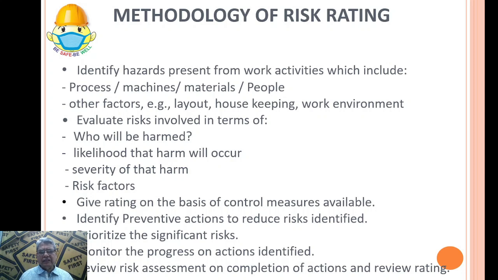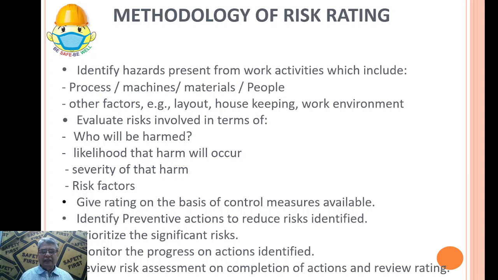Now evaluate the risk involved in terms of, again, who will be harmed, the likelihood that the harm will occur, the severity of the harm and other risk factors. So we know that we look into who, what, where, when, how. So again the questions. Identify the hazard, second is evaluate the risk. Then next is give a rating on the basis of control measures available. So whatever the control measures are present at that point, you give the rating.